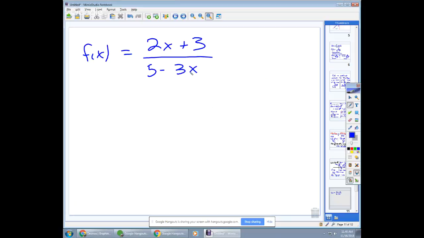All right, so what I want to do here is just look at a couple of things. Does this function have any asymptotes? Well, if the denominator is 0 and the numerator is not, it's going to have an asymptote. So are there any numbers that make 5 minus 3x 0? Yeah. If x equals 5/3, the denominator is 0. So if we were to take the limit as x approaches 5/3 from, let's say, the left side of our function.